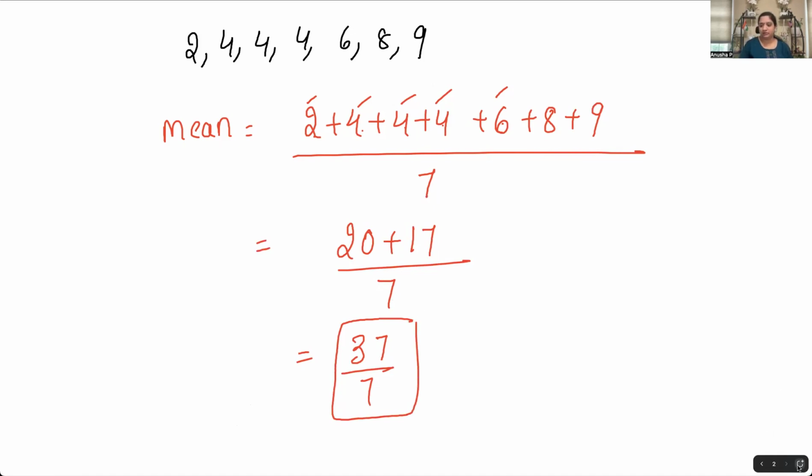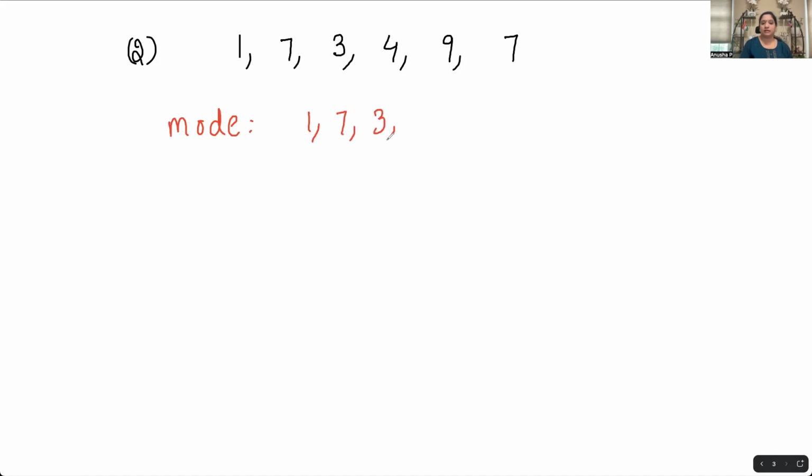Now coming to the second example. The second example we have is 1, 7, 3, 4, 9, and 7. Is it clear? So what is mode? Mode is the most frequent number that comes. In this example, 1, 7, 3, 4, 9, 7, right? So 7 is coming more often, 2 times it is coming. All the other numbers are coming only once. So mode is 7, okay?